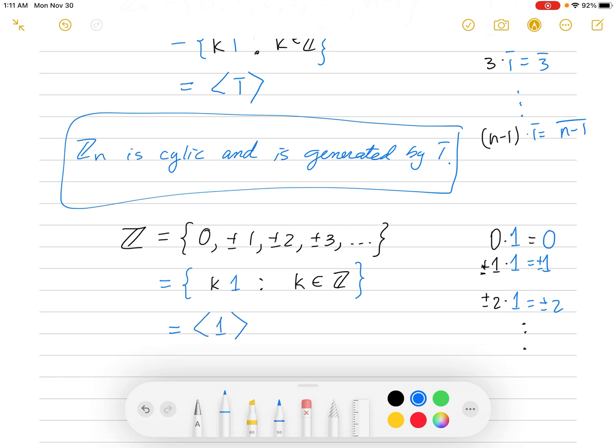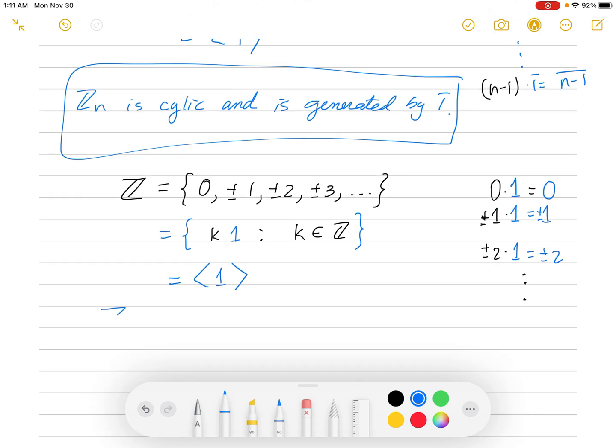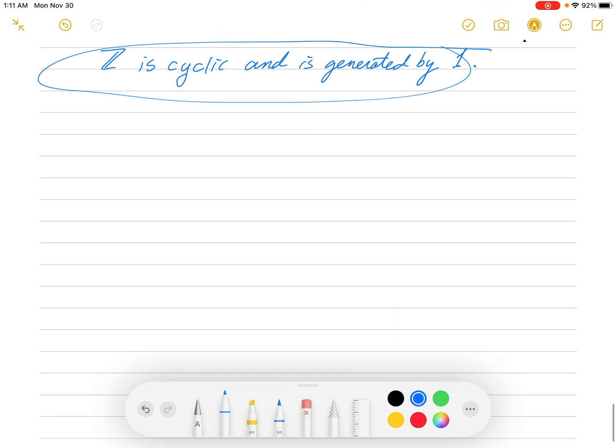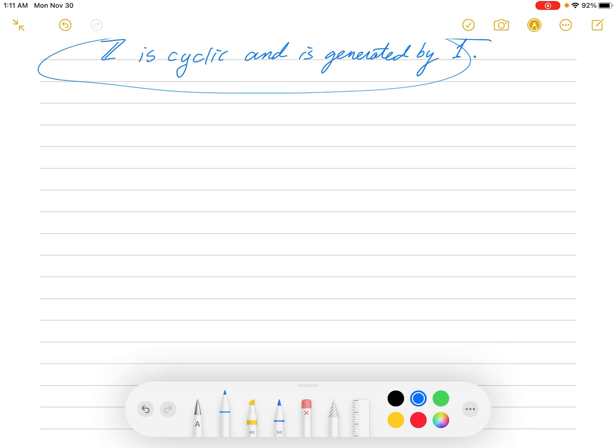Okay, so that means the integers are generated by 1. You just take not powers of 1, but multiples of 1 in this case. So the set of integers is cyclic as an additive group and is generated by the number 1. Okay, so those are famous cyclic groups.